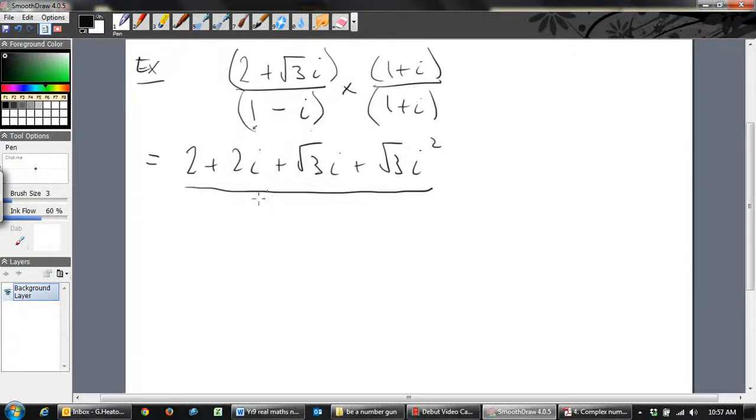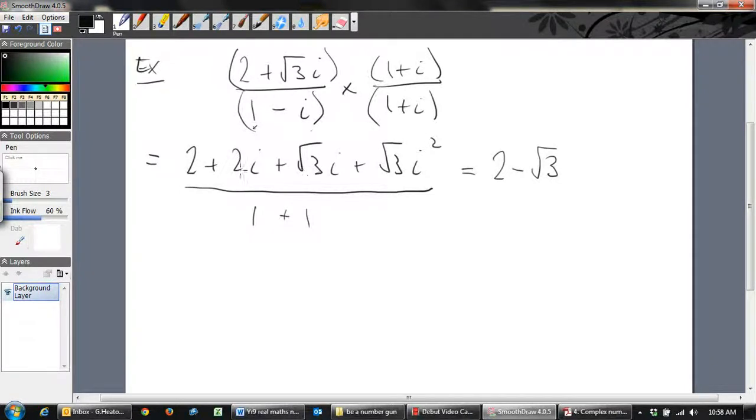Okay, so it's going to be 1 squared minus i squared, so it's going to be 1 plus 1 down the bottom. Okay, so it's going to be 2. And so that equals, just to simplify the top line, 2, that's the real number there, plus root 3. Now this i squared will be negative, so the real part will be 2 minus root 3.